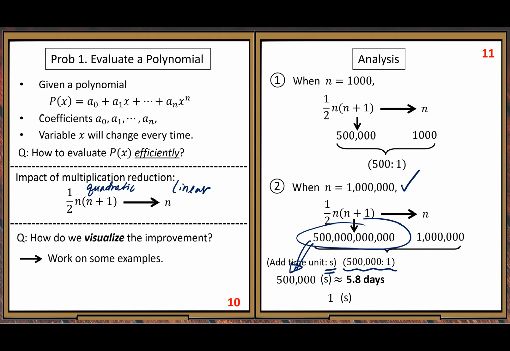One, after you hit the enter key, after 1 second, you get the correct answer. But the one that is not very good, after you hit the enter key, you need to wait approximately 5.8 days to get a correct answer. Now you get an idea. How big is the impact of a good algorithm?